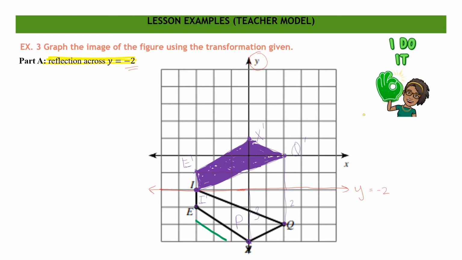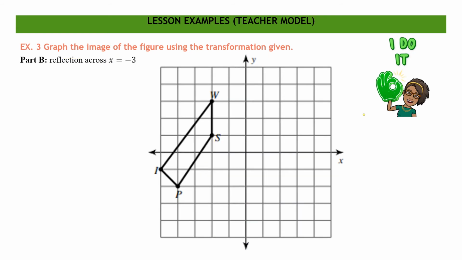So here you see that the direction of the pre-image is kind of looking downward. Here in my image, the figure has now been turned upward. So once again, we can see that when we are reflecting over a linear function, it changes the direction of the image.